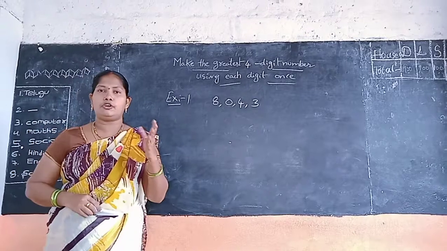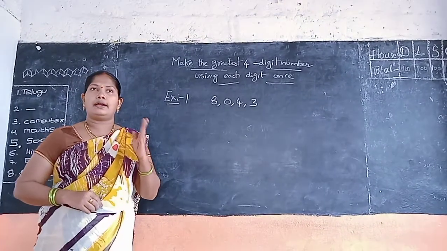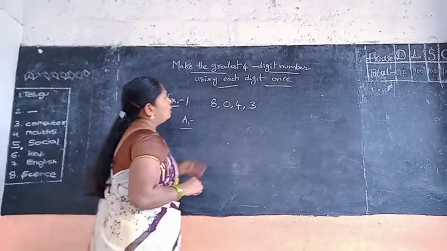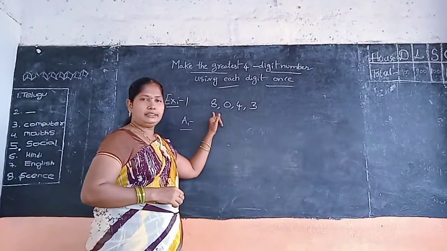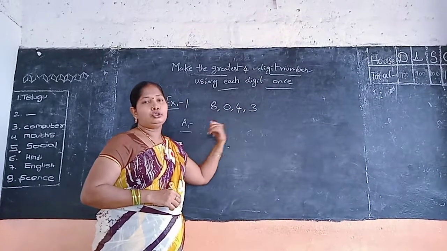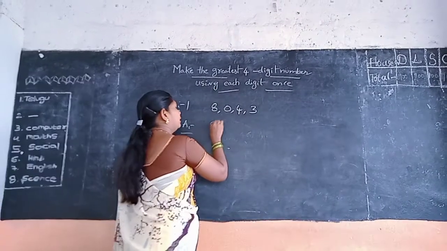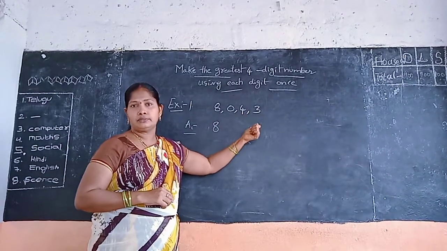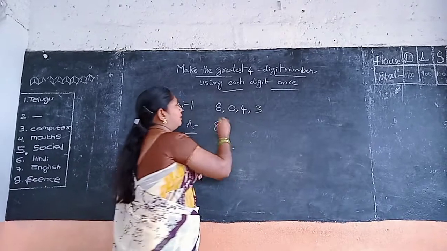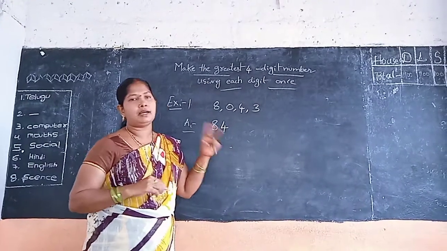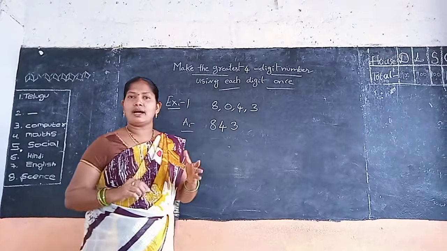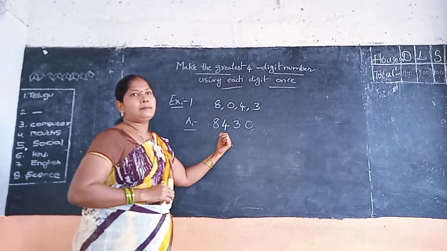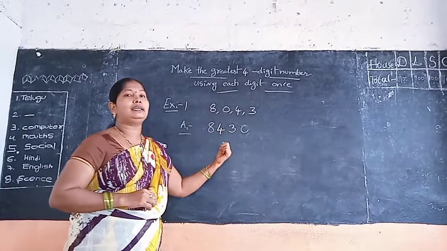You have to write the greatest 4-digit number. How to write it? Now start. Which one is big? 8 is big, among 8, 0, 4, 3. Okay. Next, which one is big? Among 0, 4, 3, 4 is big. Next, 3 or 0, which one is big? 3 is big. Okay, the last one is 0. This is the greatest 4-digit number.